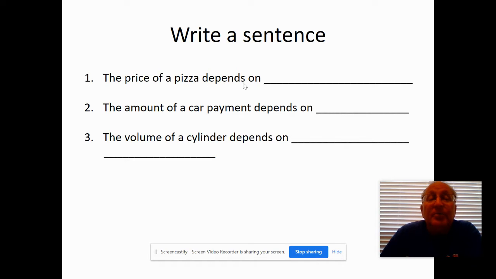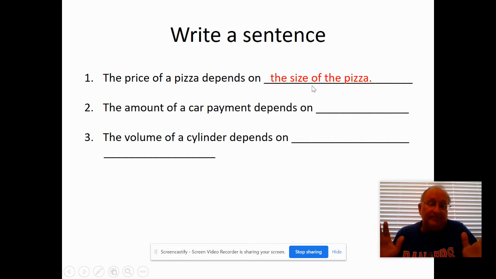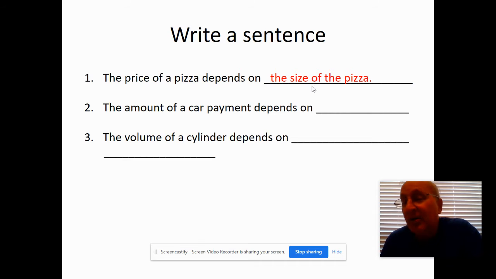Well, what would determine the price of the pizza? Well, wouldn't that be the size of the pizza? The bigger, more pizza slices, the more it's going to cost. So the price of pizza depends on the size of the pizza. So size of the pizza would be independent because you get to choose whether you want a small piece or a large piece. And then obviously that would depend on how much you have to pay for a small pizza or a large pizza. Large pizzas cost more than smalls.